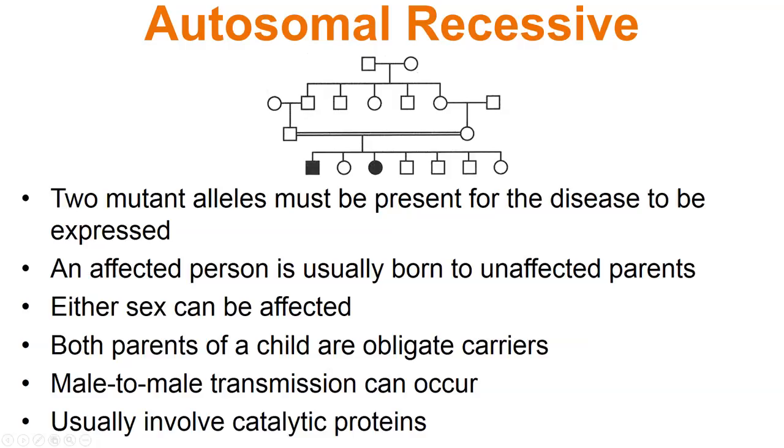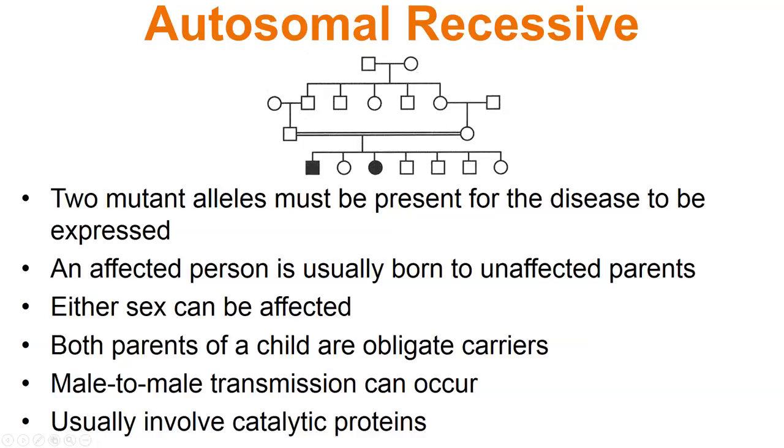An affected person is usually born to unaffected parents. So with autosomal dominant, you always had an affected parent unless you were the first person to show that disease, unless you were the proband or the new mutation in the pedigree, you always had an affected parent. Either sex can be affected. Now we're going to use that later on to differentiate between some other pedigrees.